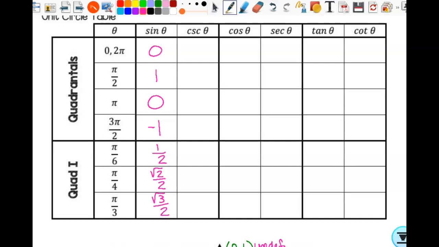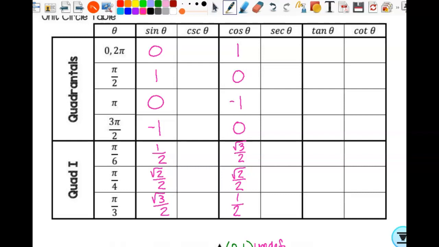Okay, skip the cosecant column, go to the cosine column. So make sure you skip that one. We're here. The cosine of 0 is 1. Pi halves, 0. Pi, negative 1. 3 pi halves, 0. Good. Cosine of pi 6, square root of 3 over 2. Good. Pi 4ths, square root of 2 over 2. Pi 3rds, 1/2. So one of the things we looked at when we filled out a similar table last semester was it's all the same numbers. These just flipped around and we're just using the same thing over and over again, right?